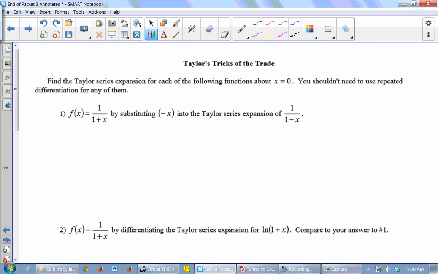Okay, so I'm going to have you try some. Find the Taylor series expansion for each function about x equals 0. You shouldn't need to use repeated differentiation, right? You shouldn't have to take multiple derivatives, plug in 0, and go into the original formula for a Taylor series. Start with a Taylor series you know and like, manipulate it to get the one that you want.